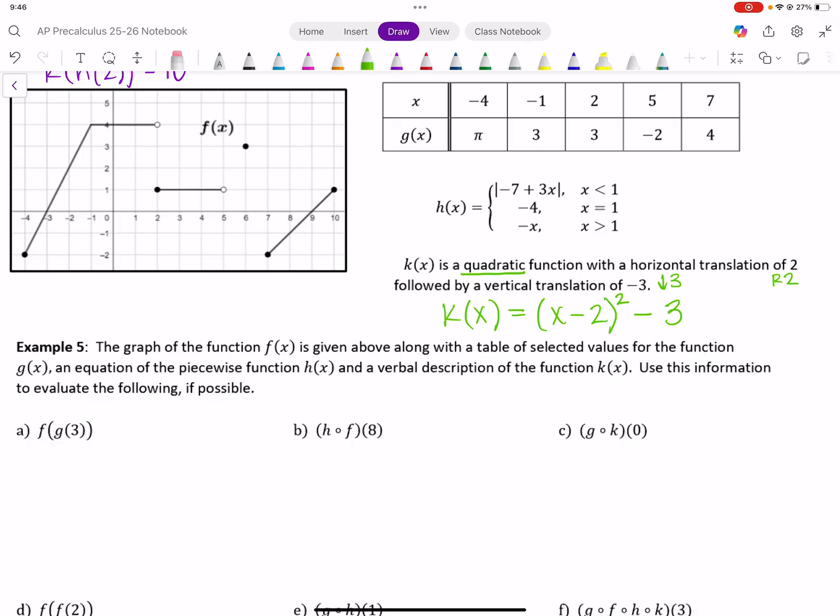So starting with a, f of g of 3. So remember, we're going to start on the inside and find g of 3. And remember, g of x is our table. But if we look at where our table is, we do not have an x value of 3. So because we cannot figure out what g of 3 is, we would say it is not defined, which means our composition is also not defined.